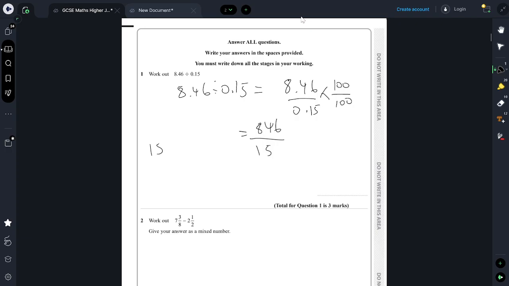For this, I just recommend the bus stop method. The denominator goes on the outside, the numerator, the top number, in the middle. Then you do your usual bus stop method, going digit by digit and dividing by 15. How many 15s go into 8? None. Then how many 15s go into 84, the next digit? Well, 15, 30, 45, 60, 75, and then 90 would be going over. So 75, which is 5, and a remainder of 9.